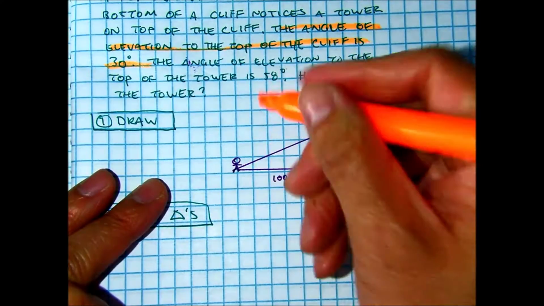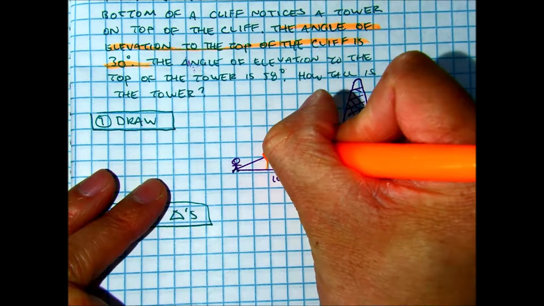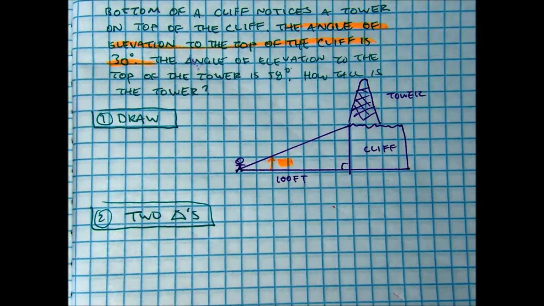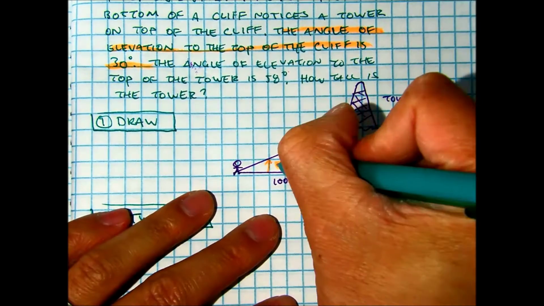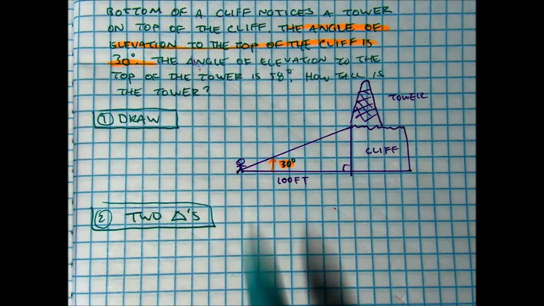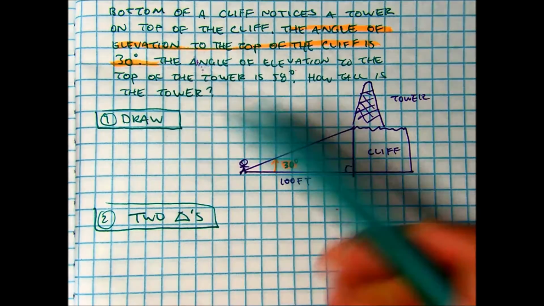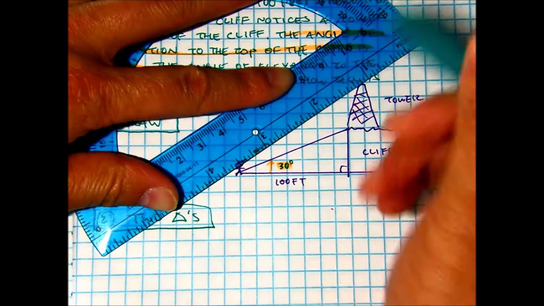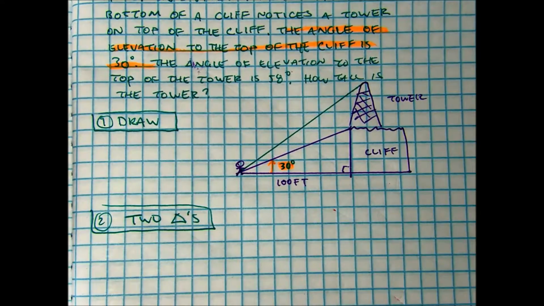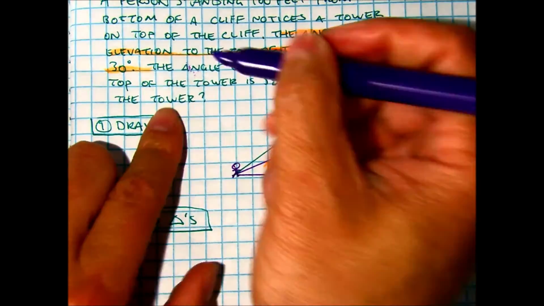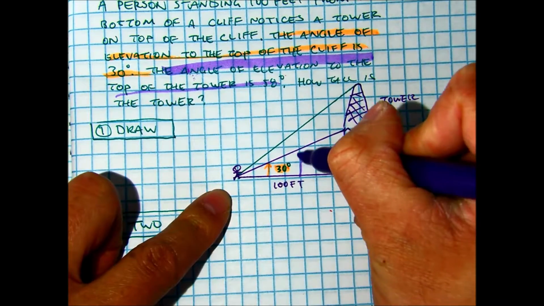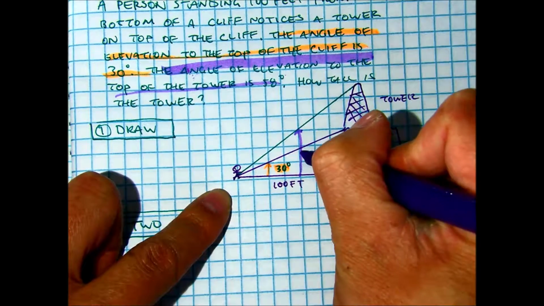So I'm drawing my up arrow, right? From the ground to the top of the cliff, that is 30 degrees. The angle of elevation to the top of the tower, so from the ground to this tower here, is 58 degrees.